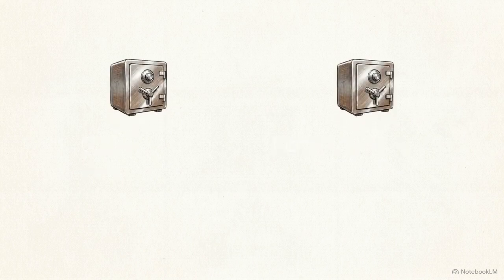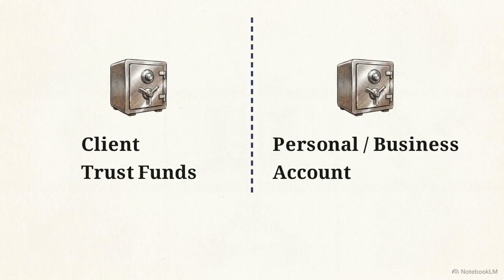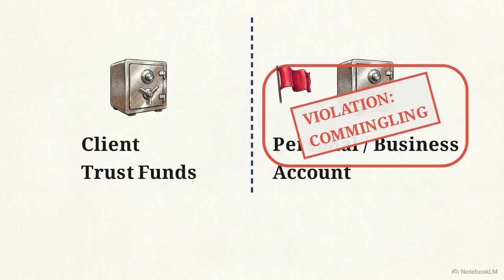Real estate law requires total separation between client trust funds and personal money. Mixing these into a single account is an illegal act called commingling. For example, placing a renter's security deposit into a personal checking account over the weekend is commingling.